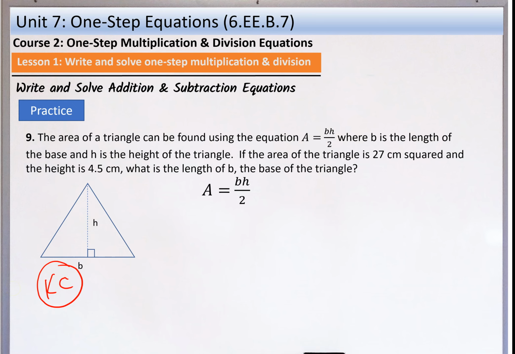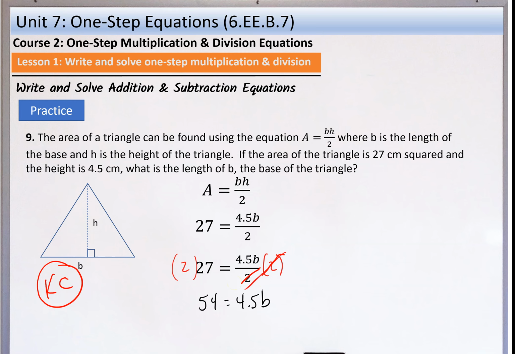All right, area equals base times height divided by 2, area of a triangle. I'm going to substitute my values in. I know my area is 27. I know my height is 4.5. I don't know my base, and I know I have to divide that by 2. So first I'm going to multiply both sides by 2 to get rid of that 2. This cancels out. And 2 times 27 is 54. All I'm left with is 54 equals 4.5 times some number B.